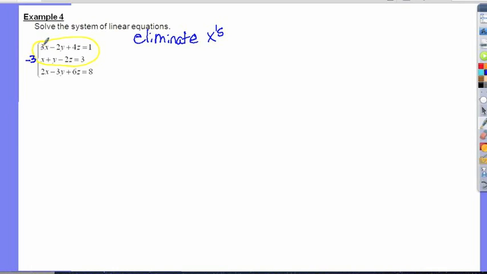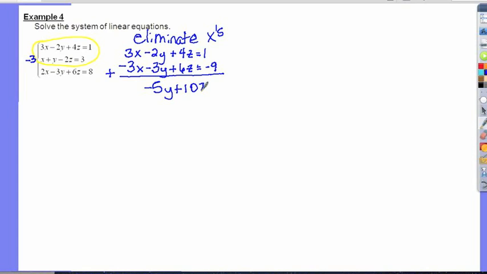So I'm going to rewrite the top equation. I'm going to leave it alone. That's going to be 3x minus 2y plus 4z equals 1. And I'm going to multiply this whole second equation by -3. So -3x minus 3y plus 6z equals -9. And let's add that together now and see what happens. X's cancel. -5y plus 10z equals -8. Okay, so that's working on the first two equations.